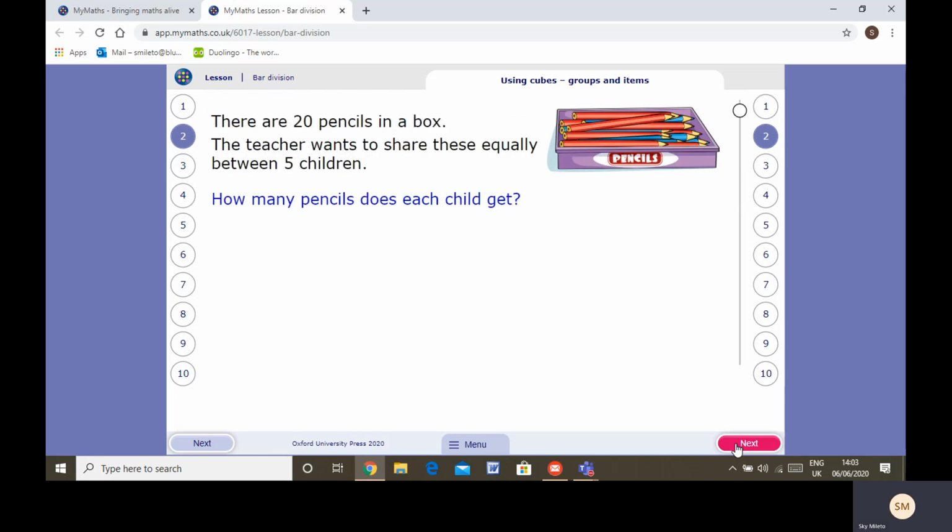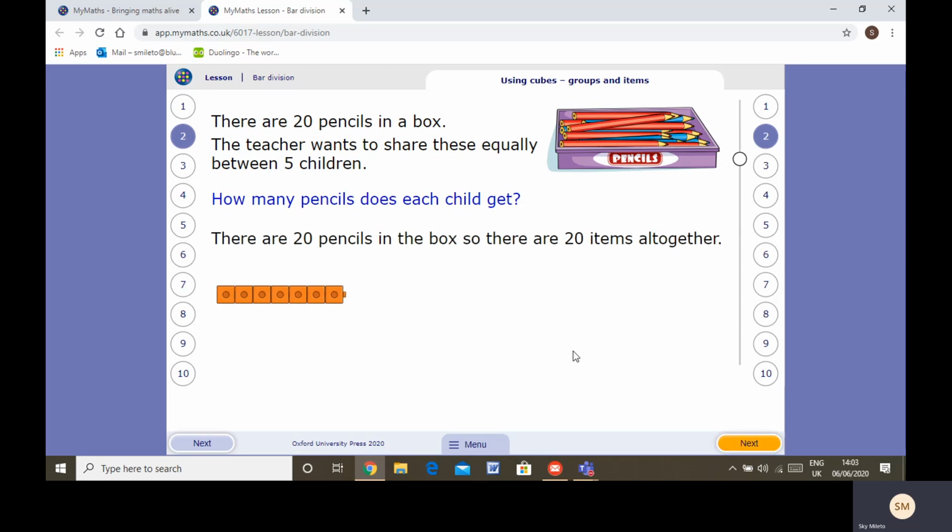Let's look at an example. There are 20 pencils in a box. The teacher wants to share them between 5 children. So how many pencils does each child get? So we have 20 pencils, so there are 20 items, and we've got 20 cubes here. Okay, unfortunately I can't make it go faster. We're going to have to watch them all go on one by one.